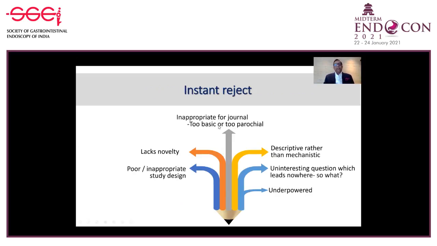Instant rejection is possible even before an external review is done if the journal chosen is inappropriate for the work which you have done. As an endoscopy journal editor-in-chief, I often get articles which have nothing to do with endoscopy. Waste of time. If it lacks novelty, it is unlikely to be proceeded further. If the article is descriptive rather than mechanistic, that may be a decisive factor. If the study design is inappropriate, there may be instant rejection.